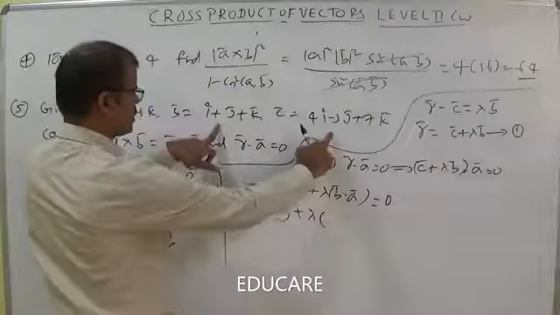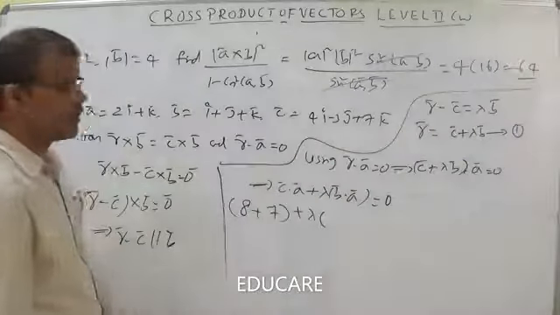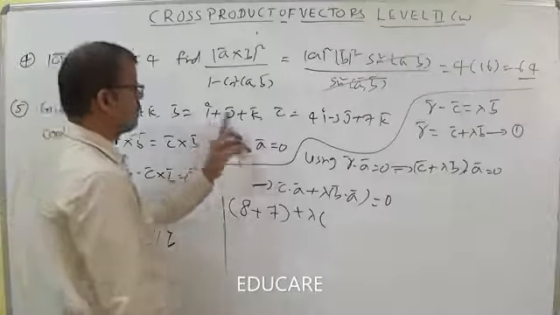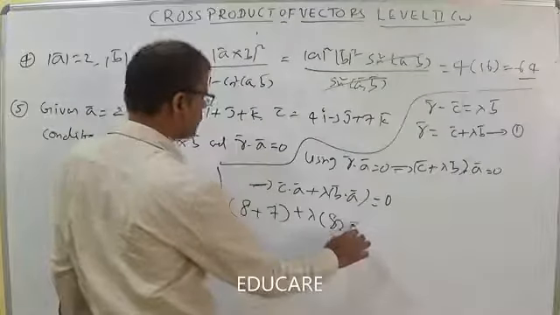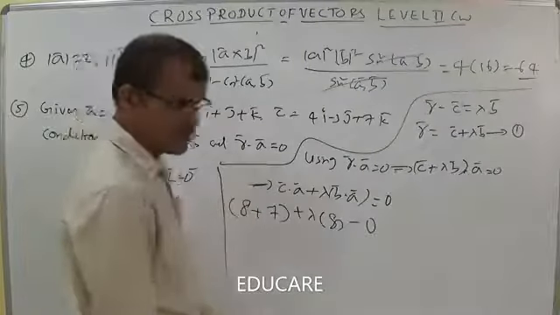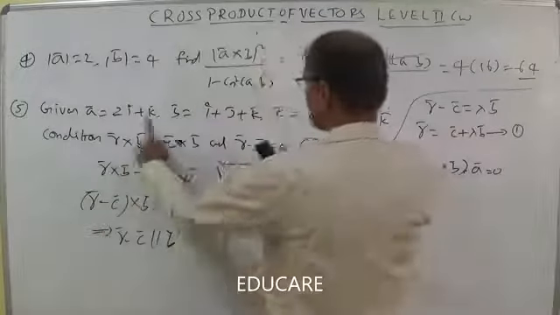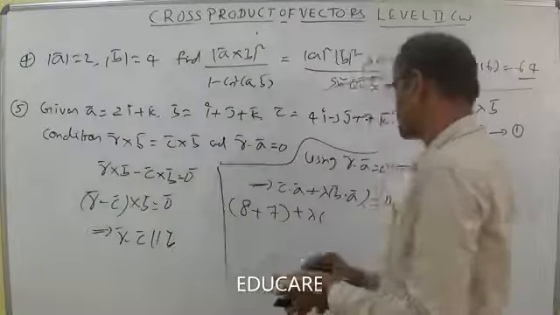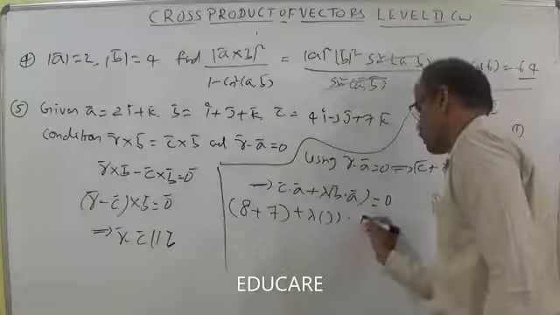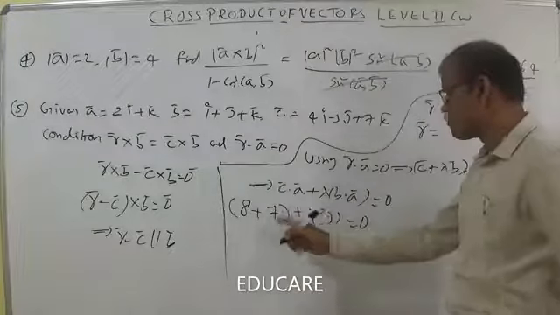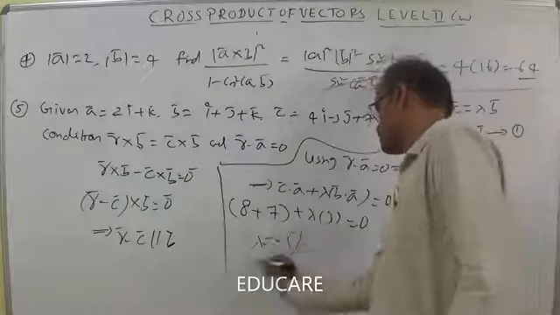If you multiply these two vectors, 4 minus 3 plus 7. So what is the value? 4 minus 3, 1 plus 7, 8. B bar dot c bar I did. B bar dot a bar you should do. What is the value of b bar dot a? This one, 2 plus 1. It is 3. So b bar dot a bar equal to 2 plus 1. Now 15 plus 3 lambda equal to 0. Then lambda will be minus 5.